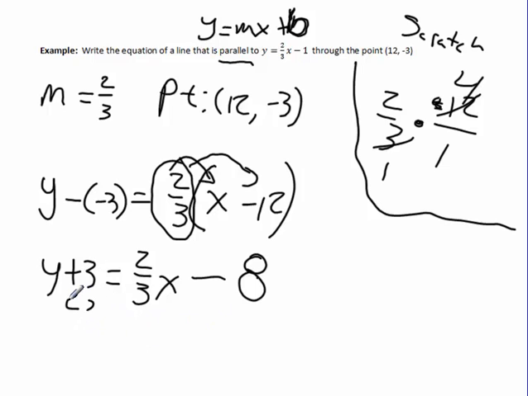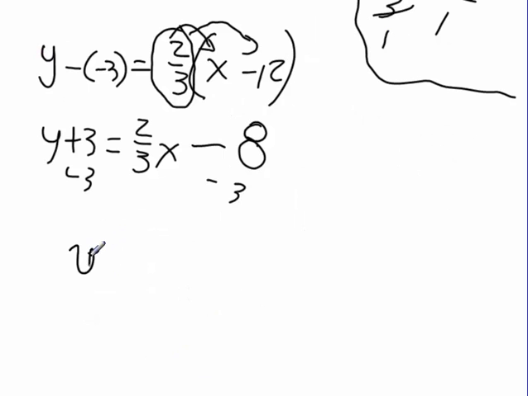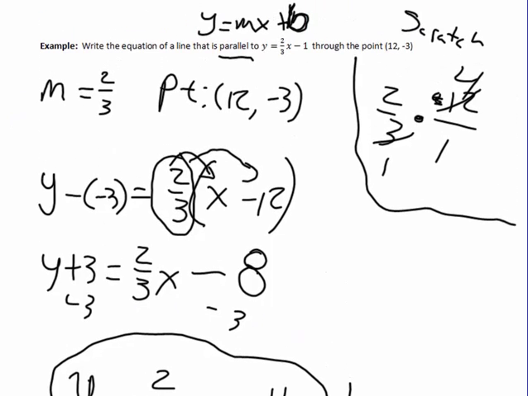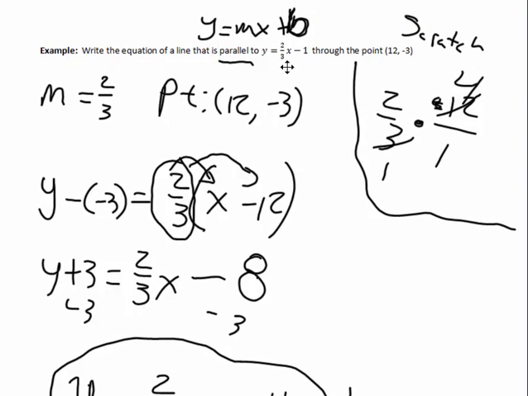I'm going to subtract 3 from both sides, which leaves me with y equals 2/3 x minus 11. So this is the equation of the line that is parallel to y equals 2/3 x minus 1 and goes through the point (12, -3).